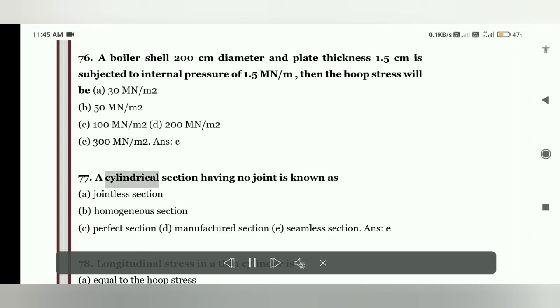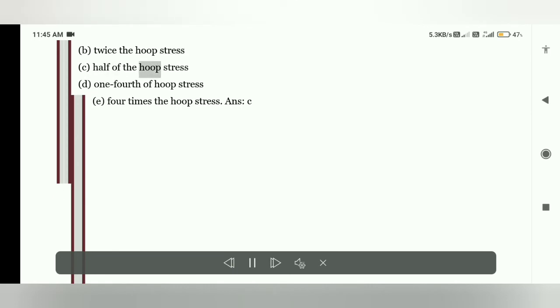77. A cylindrical section having no joint is known as: A, jointless section; B, homogeneous section; C, perfect section; D, manufactured section; E, seamless section. Answer: E. 78. Longitudinal stress in a thin cylinder is equal to: A, the hoop stress; B, twice the hoop stress; C, half of the hoop stress; D, 1/4 of hoop stress; E, 4 times the hoop stress. Answer: C.